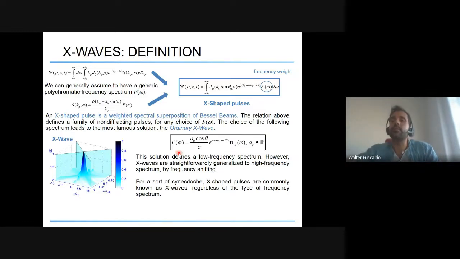However, as you can see, this solution intrinsically defines a low frequency spectrum, but X waves are straightforwardly generalized to high frequency spectrum by frequency shifting, for example. So in the literature, as a sort of synecdoche, X-shaped pulses are commonly referred to as X waves, regardless of the type of frequency spectrum. In the following, for simplicity, we will assume that this frequency spectrum is just a rectangular function centered at the working frequency.